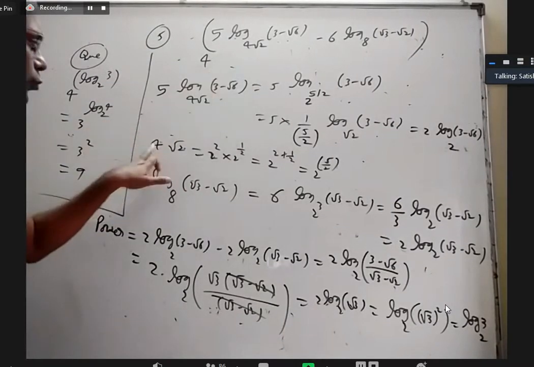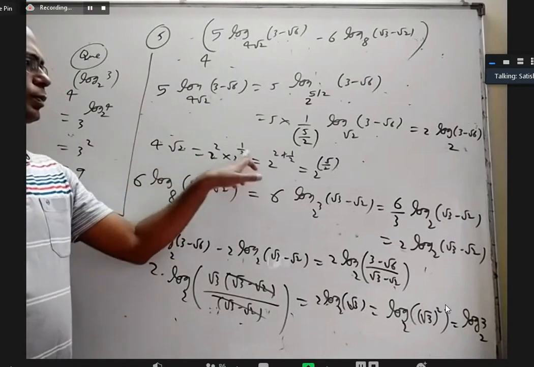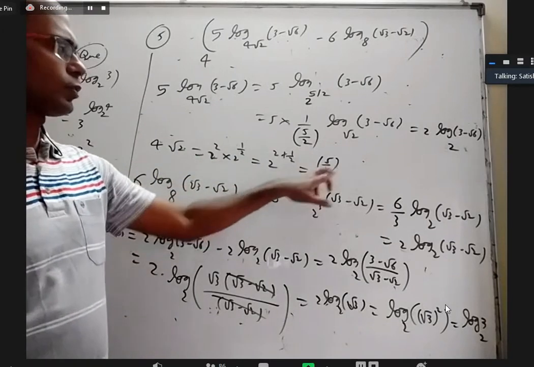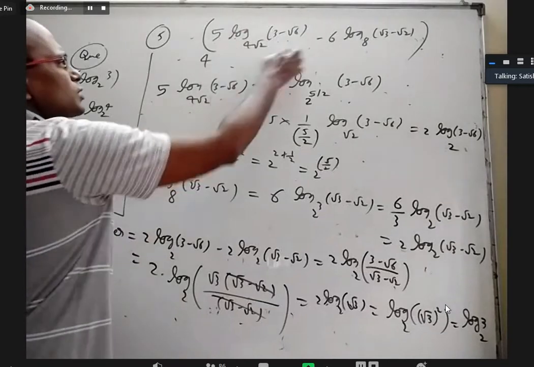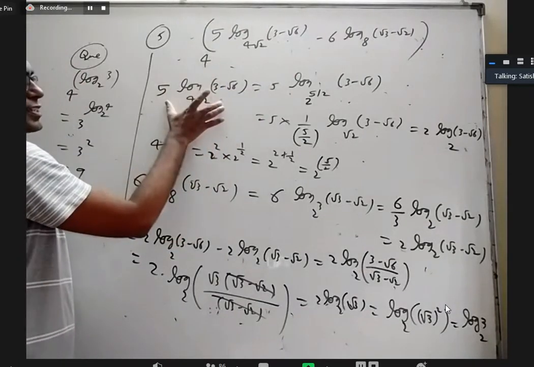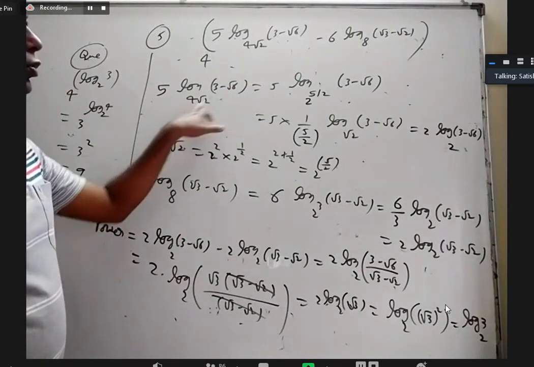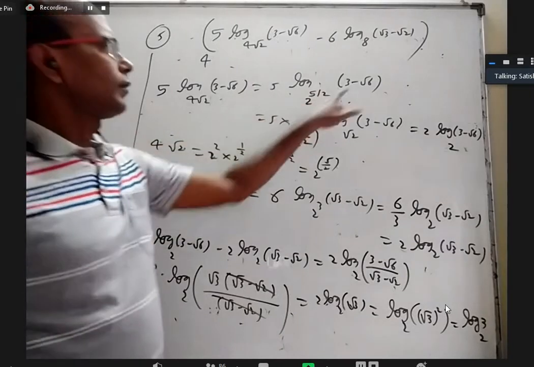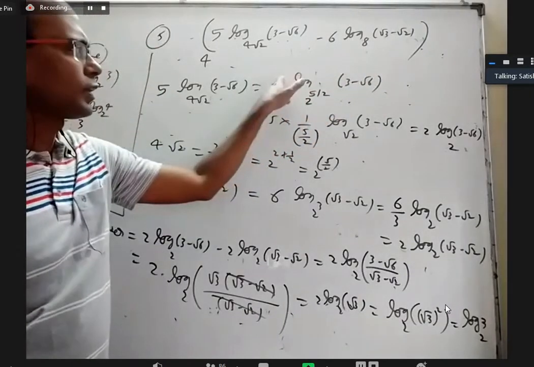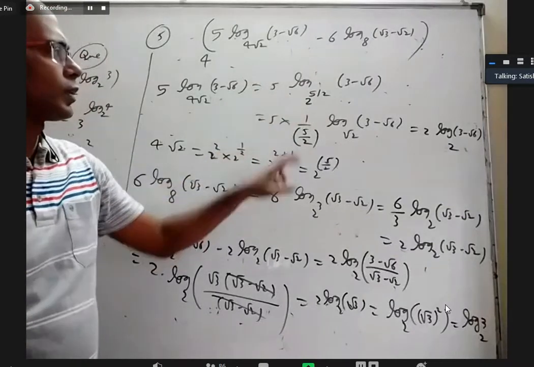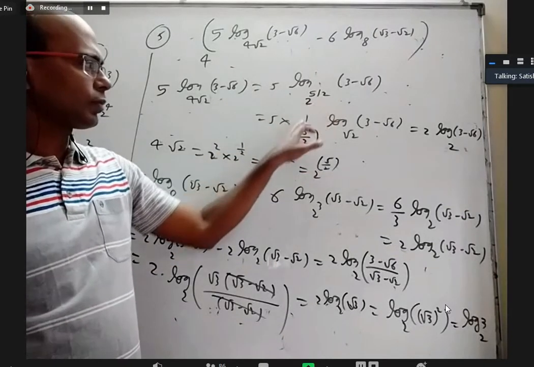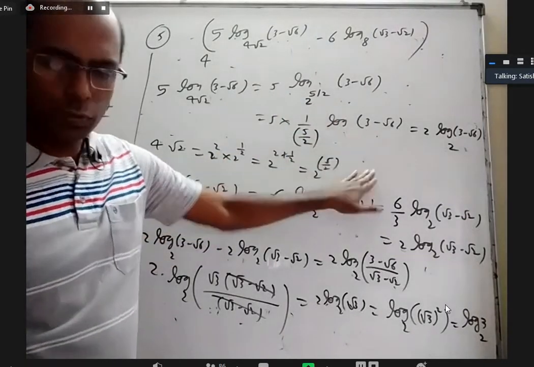4 root 2. 4 I can write 2 square. Root 2 is 2 power 1 by 2. When I add the powers, it is 2 power 5 by 2. So only this one I wanted to simplify. I took the powers first term separately. 4 root 2 is 2 power 5 by 2. Whenever you have a power, it will come out in the numerator. Whenever you have power here, it will come out in the denominator. That's why 1 by n. When you have power n, 1 by n will come.